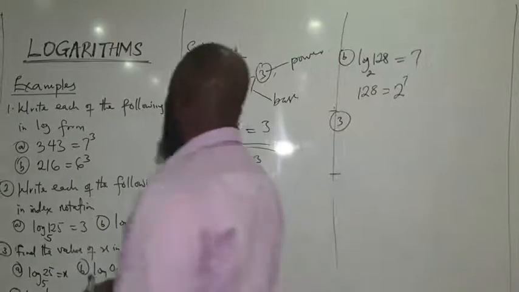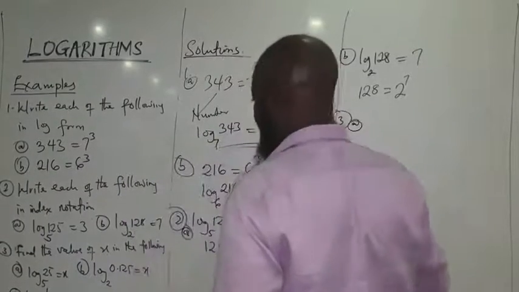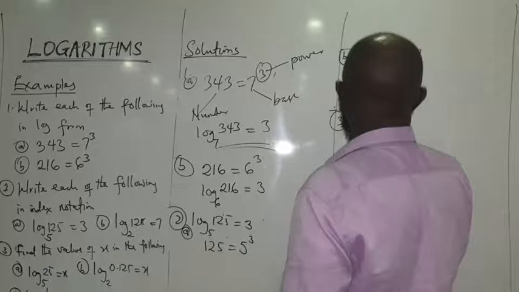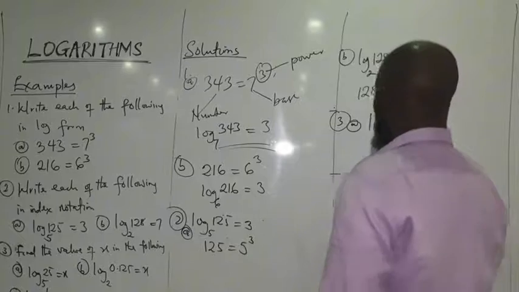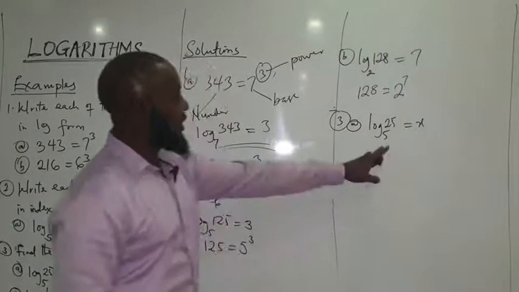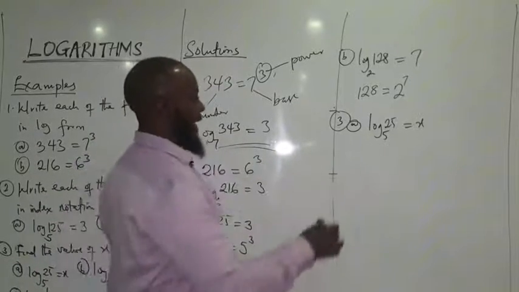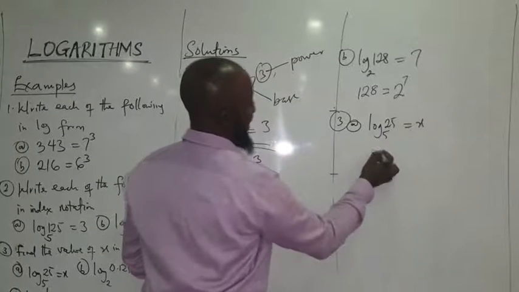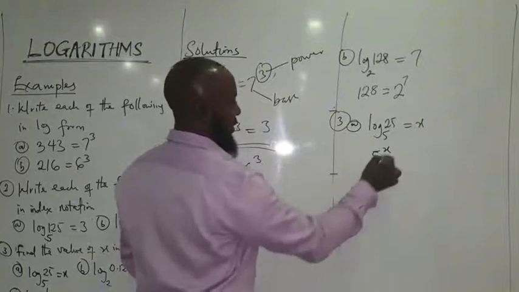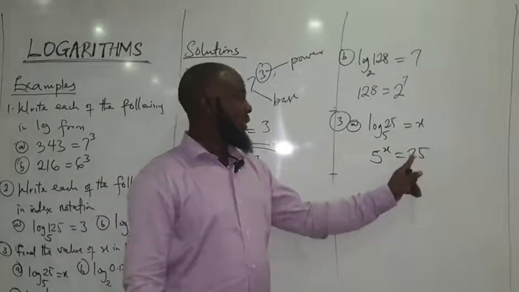So we have: find the value of x in the following. We have 3 questions here. The first one, A, we have log 25 base 5 equals x. The best way to do it is to change this to indices. How do we do that? This is the base, so the base will carry the power of x equals 25.